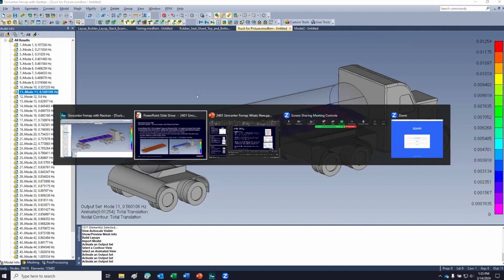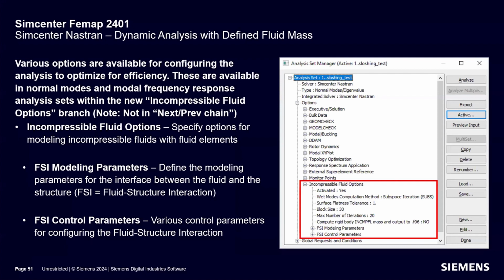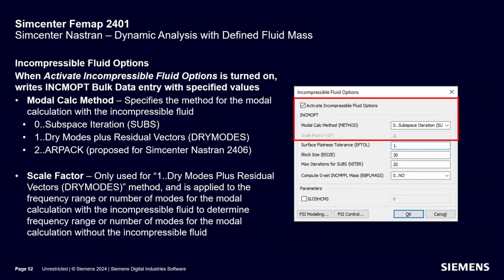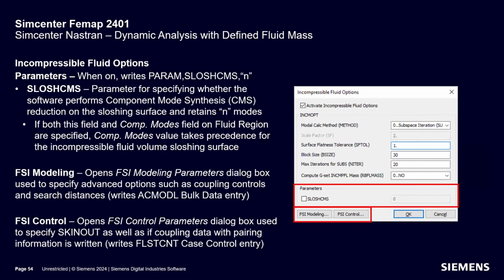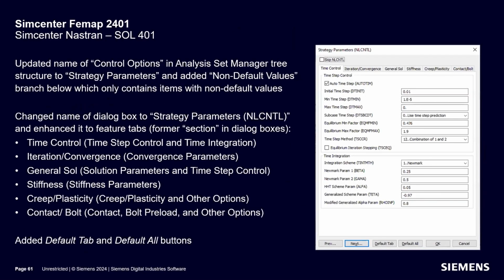And this was new, and the folks at ATA helped out tremendously, helping us scope that entire project out. Along with everything we did in terms of making the fluid regions, we also added this whole incompressible fluid options section. I'm not going to go through all of these, but it's basically whether you want to activate these. And there are fluid structure interaction modeling and fluid structure interaction control options that we also added, which can be specified to make this type of analysis do whatever you might want.